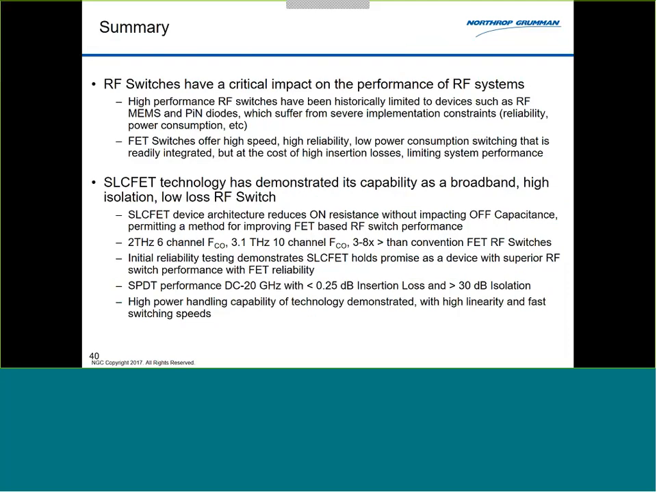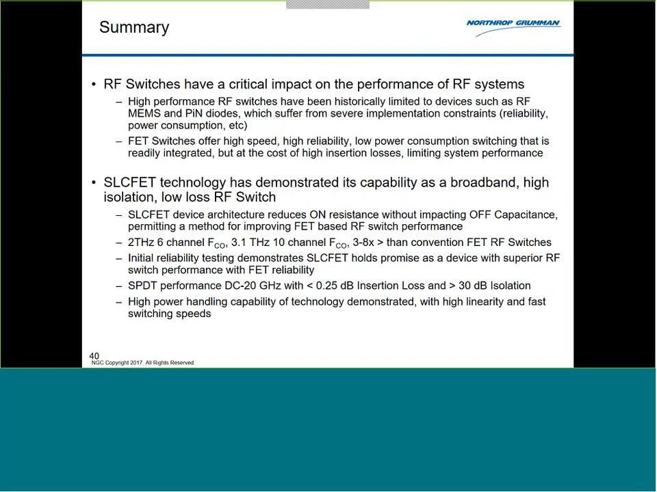So in summary, RF switches are critically important to RF system performance, and particularly wideband system performance. But historically, our ability to achieve system performance in wideband systems has been limited because of the limitations of those component technologies, particularly MEMS and pin diodes.